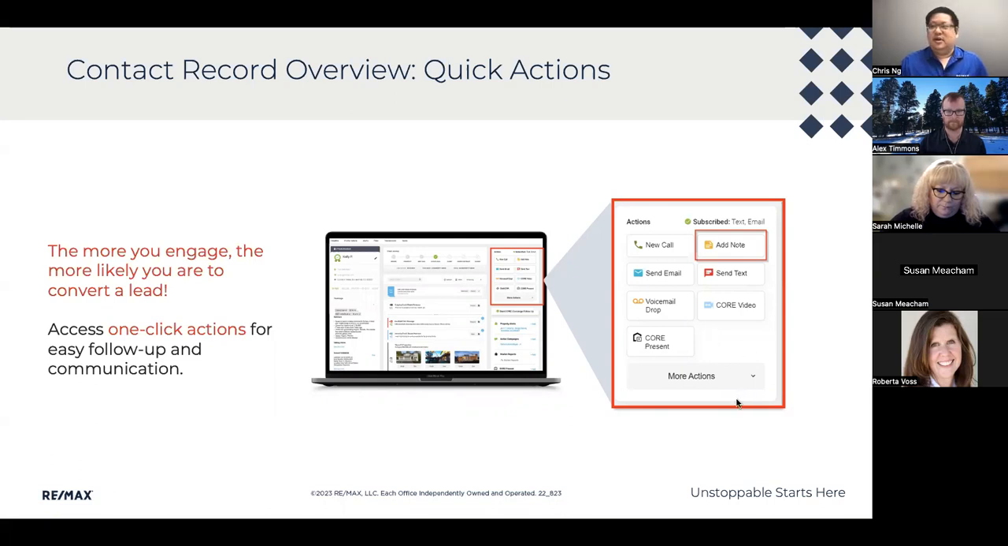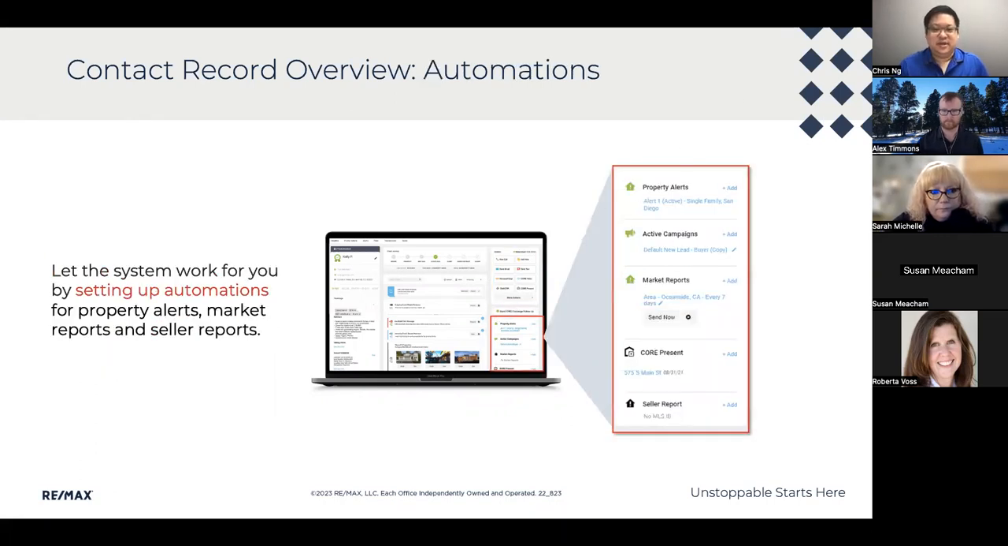All right. So with this, in addition to all of those contacts that you have with the quick actions, you also have automations that you can run with each of your prospects. And those automations will show up in a summary in the lower right corner. So whether it be property alerts, active campaigns, market reports, the presentations, so whether they're buyer or seller presentations, and then a selling report.